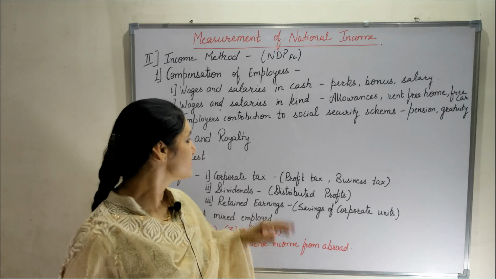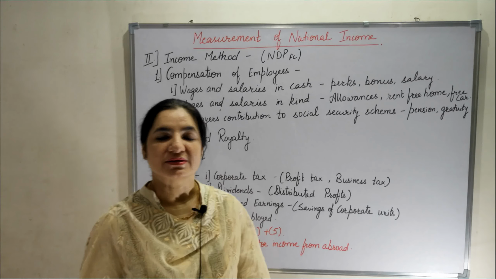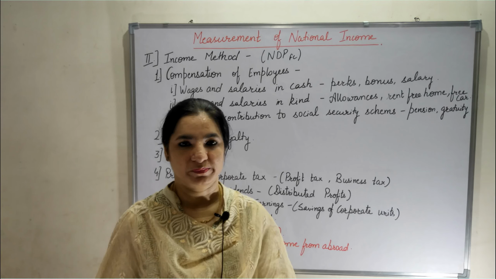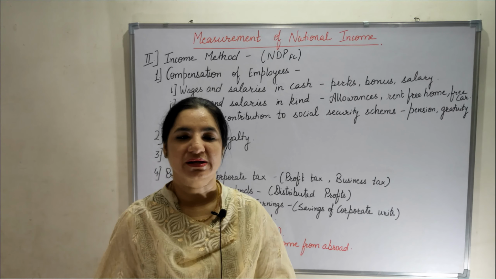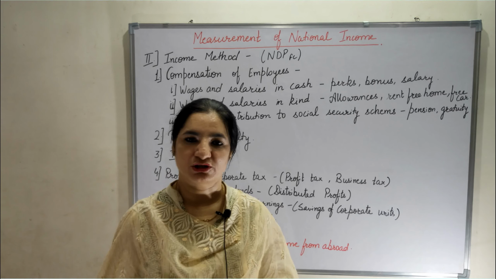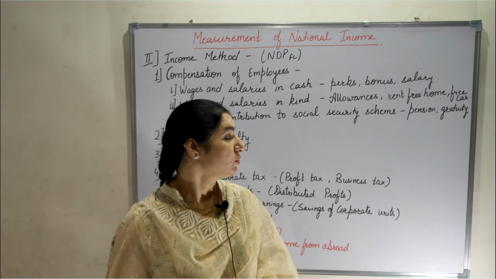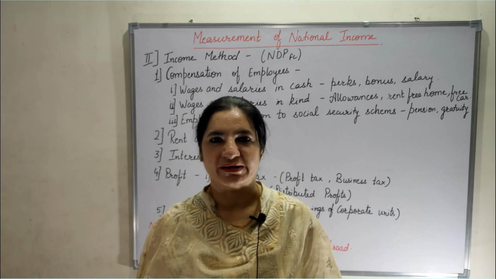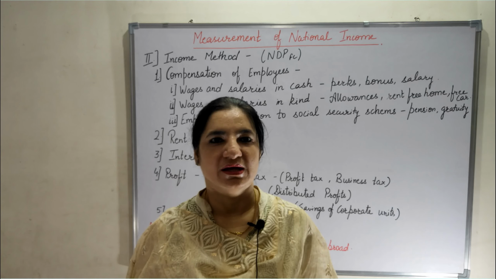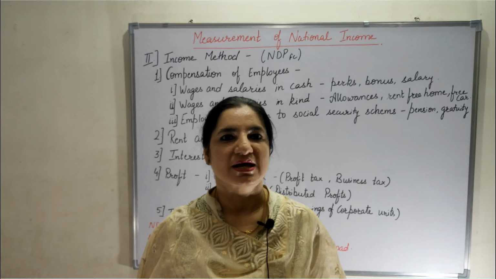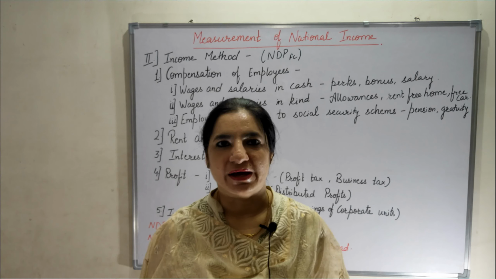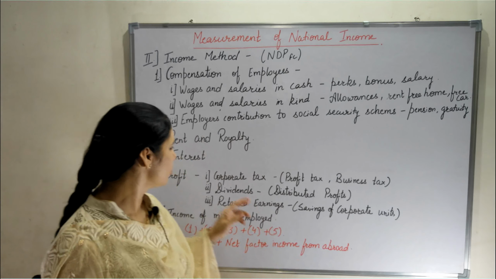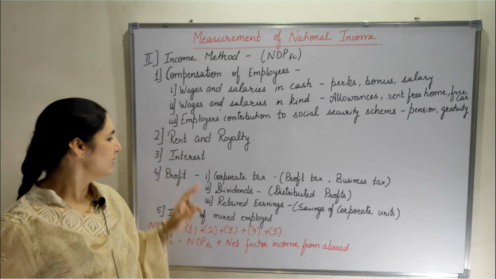Second bit is rent and royalty. Rent means that part of income which is generated from the ownership of land or building, and this is also considered as a productive service from the side of the factors of production. So this bit is also included here. And royalty means income received for granting leasing rights of subsoil assets. These are given to the owners of mineral deposits such as coal, iron ore, natural gas, which can be extracted through contractors. So this is also included under this head.